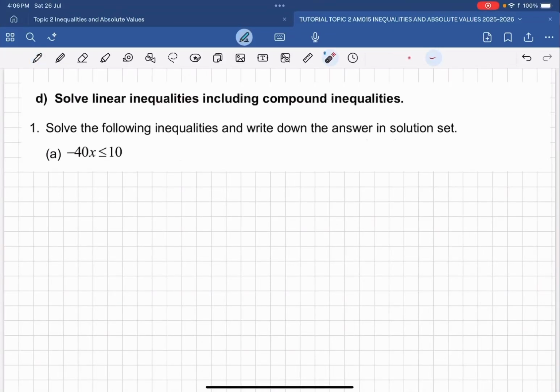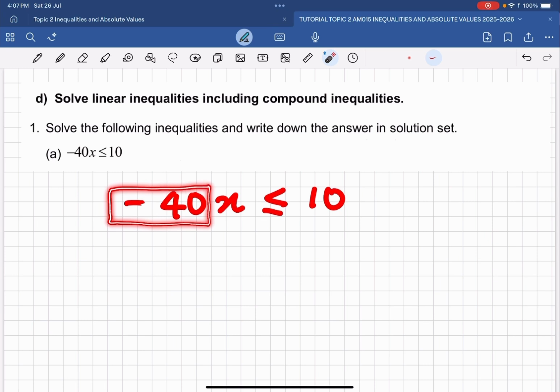Solve the following inequalities and write down the answer in solution sets. Okay, so for the first question, we have negative 40x less than or equals to 10. So first thing first, this is negative 40 times x. Okay, so we're going to get rid of this negative 40 by dividing 10 by negative 40.